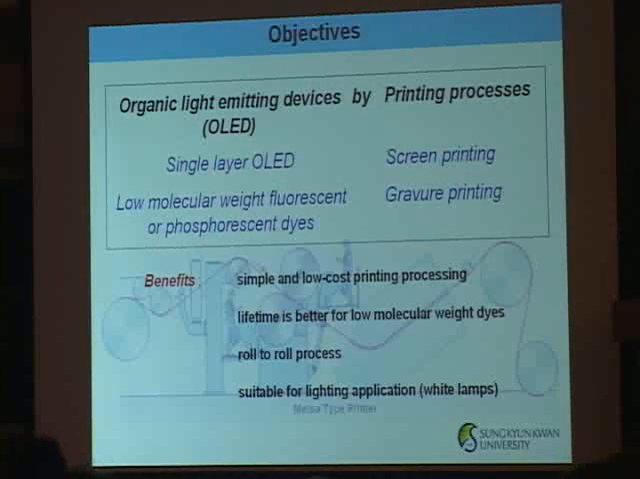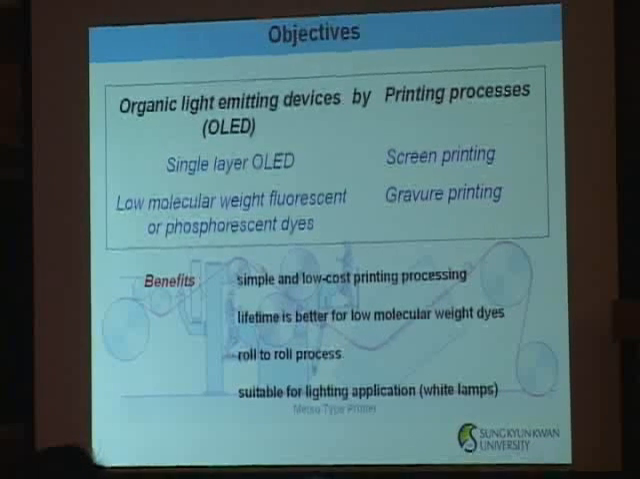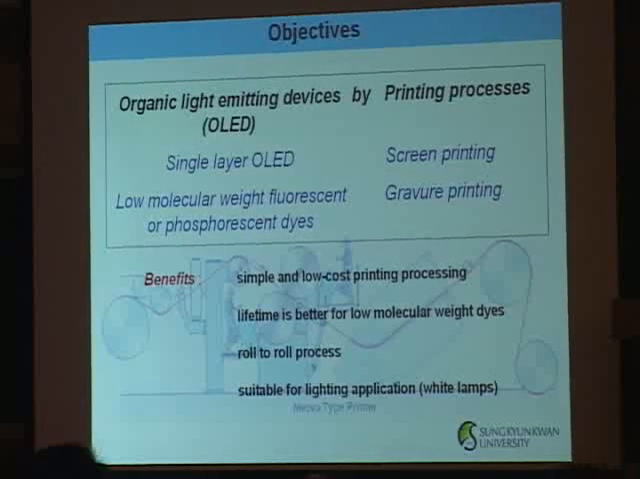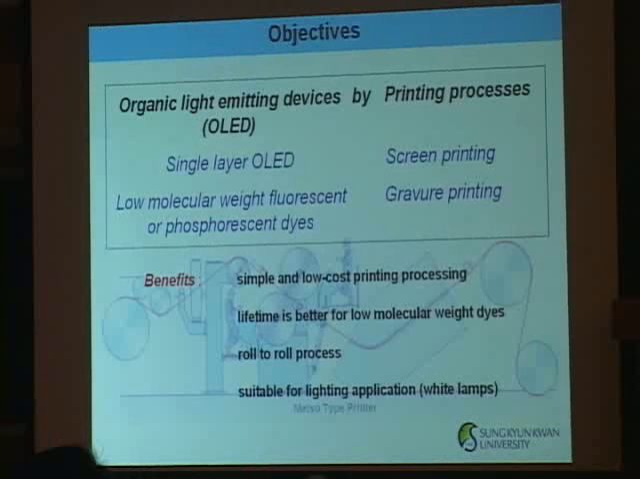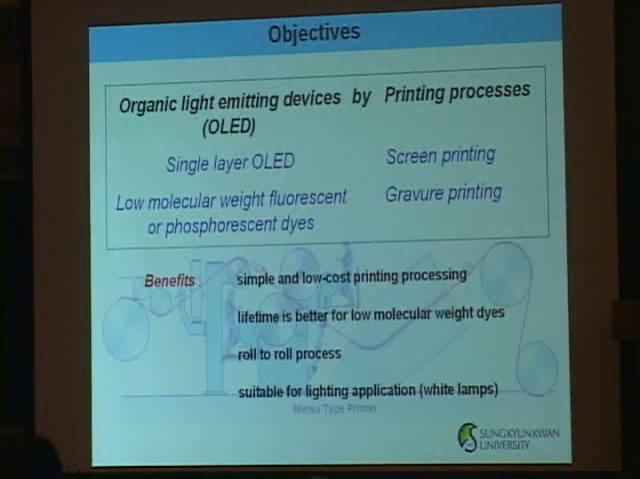The objective of my talk is, simply speaking, organic light emitting device by printing process. I am especially interested in single layer OLED with low molecular weight fluorescence dyes. And for printing process, I am interested in screen printing and gravure printing. The benefit of using printing process is that it is simple and low cost, and it can extend to roll-to-roll process in the future.